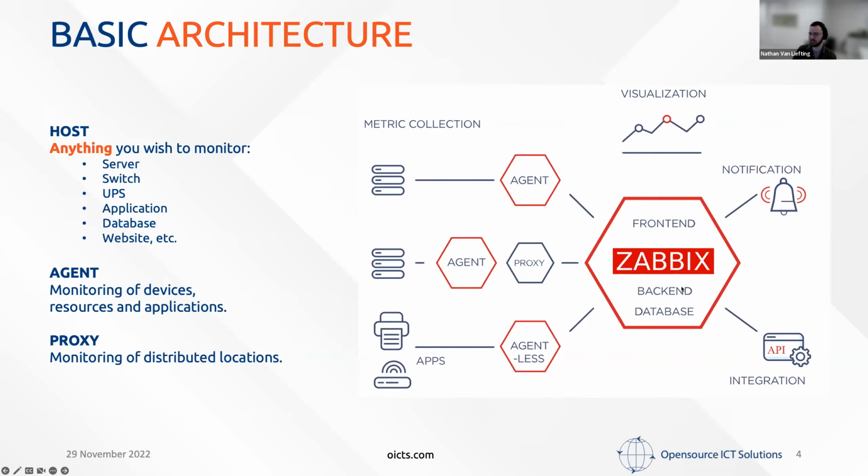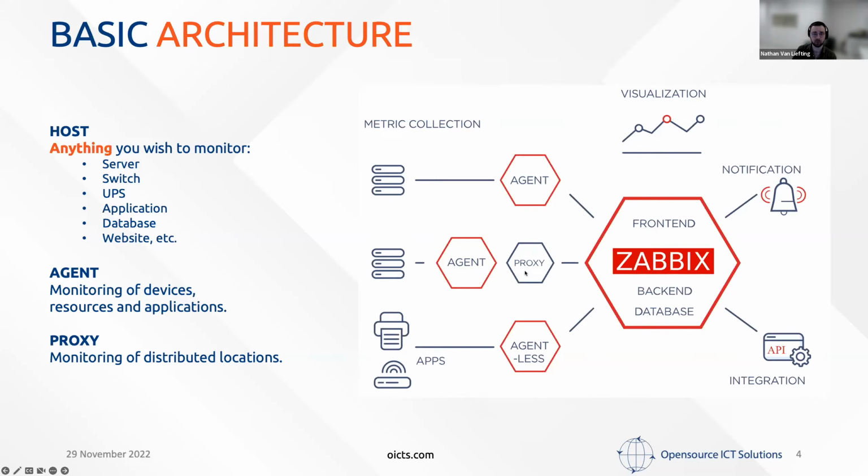And we can do that directly from the Zabbix server application, or we could do that through a proxy as well. And although the proxy isn't necessarily part of that basic architecture, it is used in a lot of environments to provide scalability as well as monitoring distributed locations. So we can put that proxy anywhere we would like, as long as we have a network connection between the server, the backend, and the proxy.